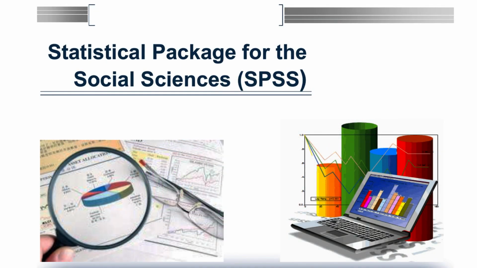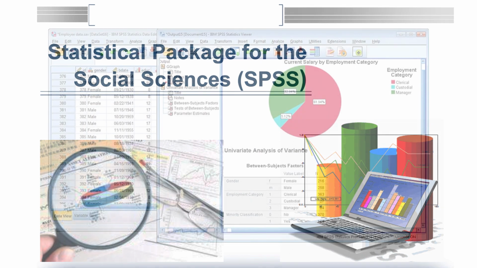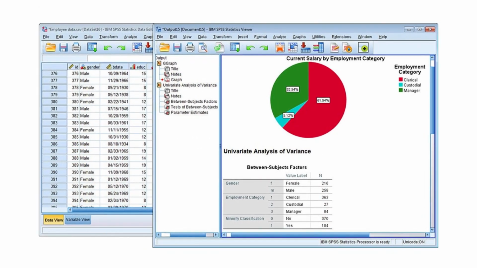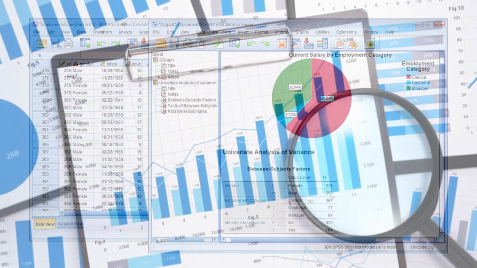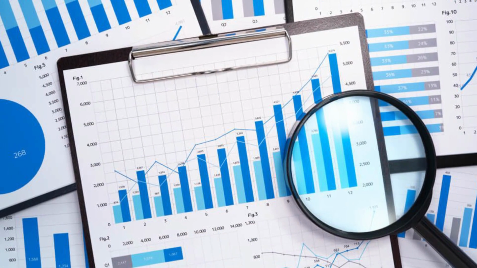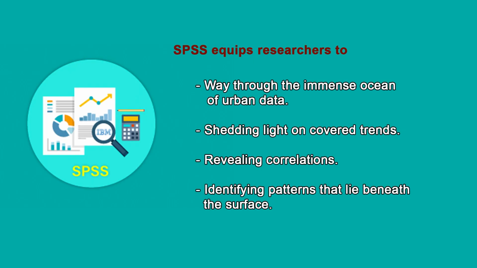SPSS, the Statistical Package for Social Sciences, is a vital instrument that is crucial in revealing the complex layers of urban dynamics, and it is at the forefront of urban data analysis. With its extensive set of statistical analytic tools, SPSS equips researchers to wade through the immense ocean of urban data, shedding light on covered trends, revealing correlations, and identifying the patterns that lie beneath the surface.